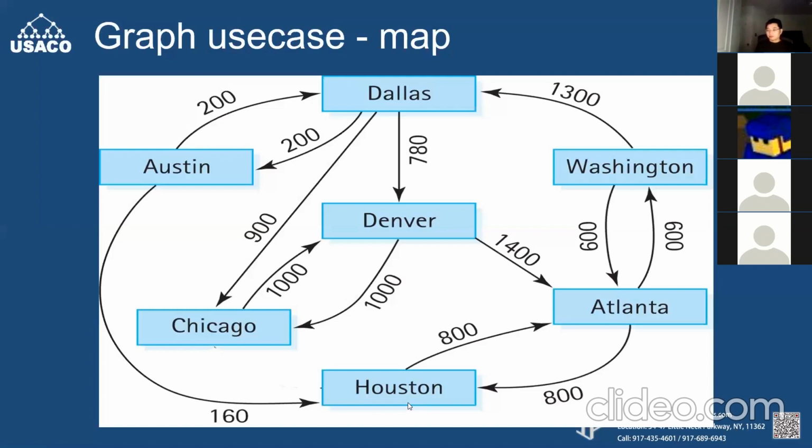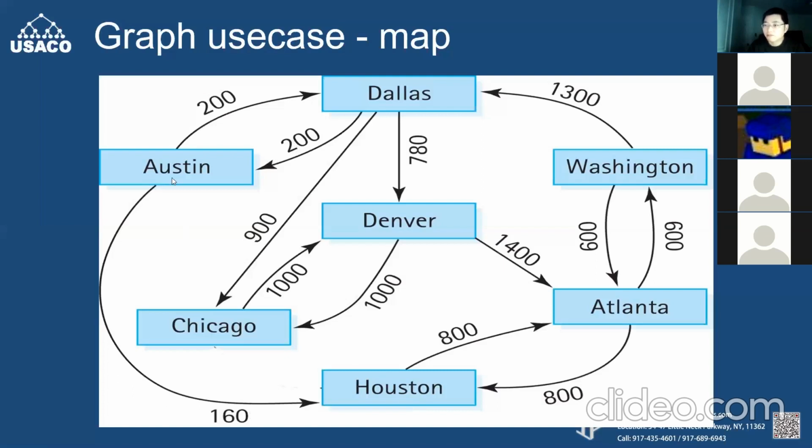Okay, this diagram is called a weighted diagram. Why do we call it weighted? Because every edge has a number, right? This number can stand for different meanings, but in this case it probably stands for distance. We know from Dallas to Austin is 200 miles. From Austin to Houston is 160 miles.